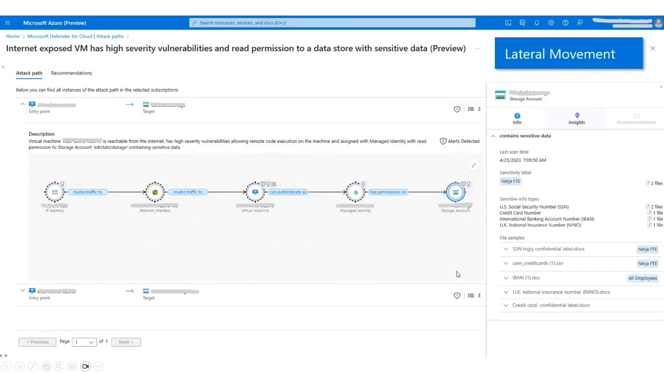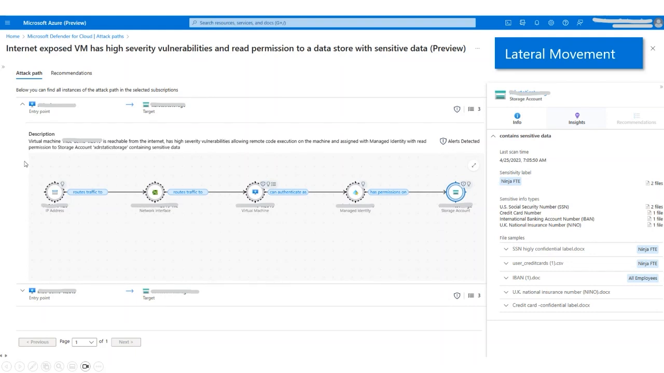This is one of my favorites. This is a lateral movement kind of risk, which starts with an internet exposed VM. So you have a VM here that is exposed and it has vulnerabilities. Now, you might think you just need to fix these vulnerabilities. But if you look more carefully using our attack path, you can see that there is an identity on this virtual machine that allows you to access a storage account. Now, this storage account contains sensitive information.